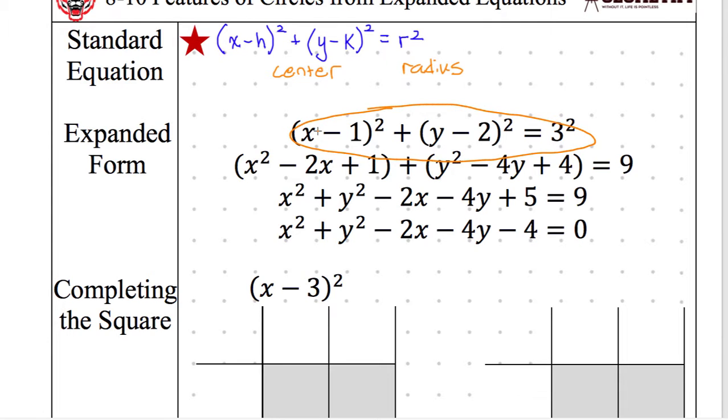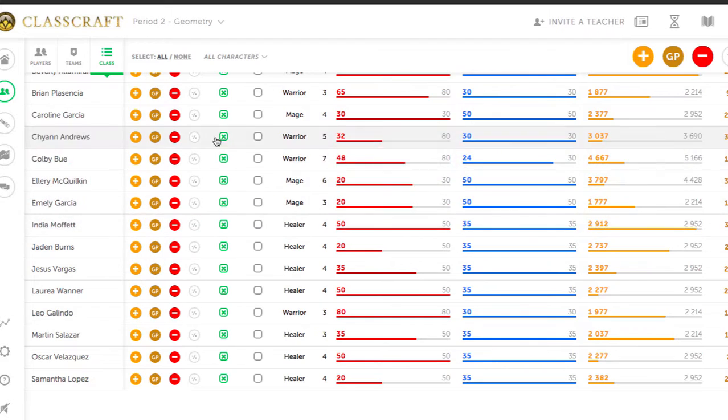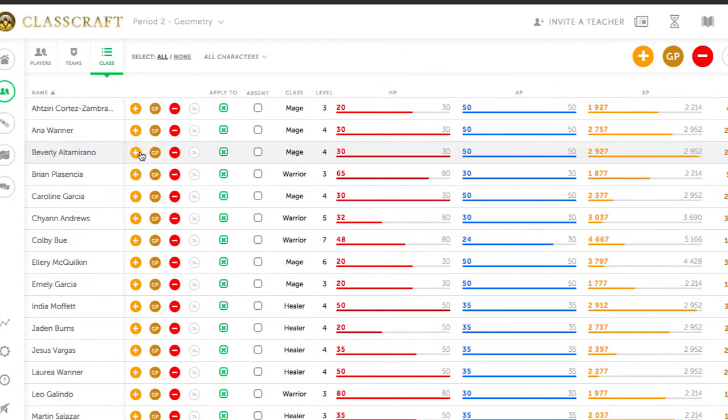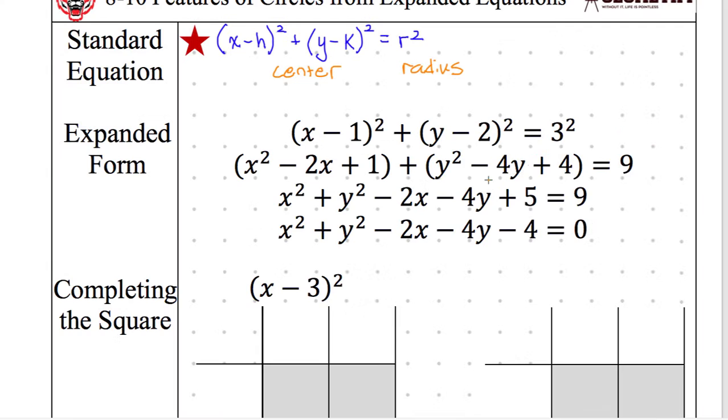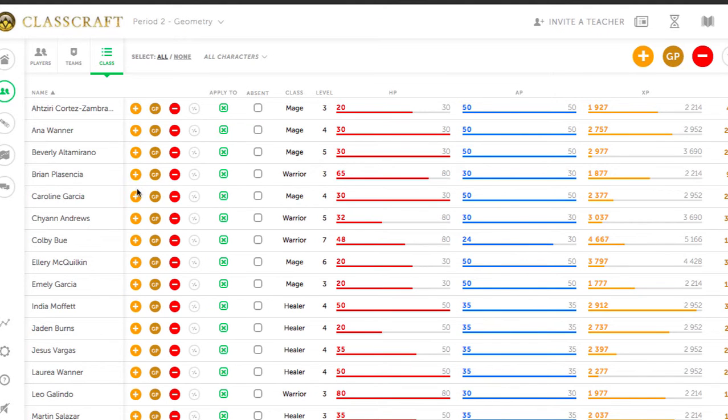Beverly. 1, 2, exactly. Because I take the opposite of this, 1, 2. Beverly, you can turn in your card. What is the radius of that equation? What is the radius of this equation? Beverly's marble is in. Yeah, Ellery. 3, exactly. It's the thing that is the square root of this thing. So if I take the square root and square cancel each other out, the radius would have been 3. So Ellery, your marble is in. Your XP has been given.